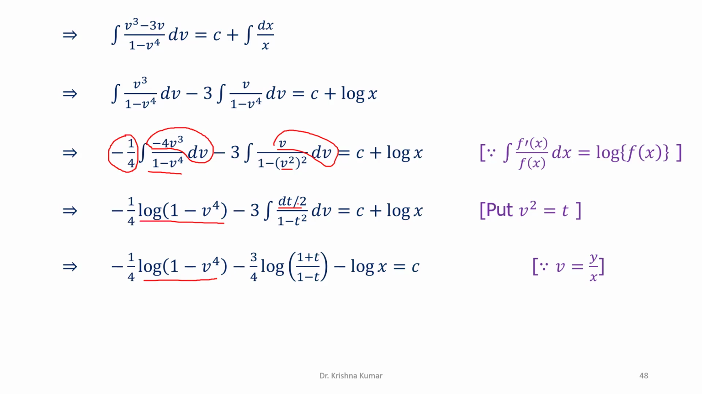The integration of this is 3 by 2, 3 by 2, and now this dv is not over there. The integration of dt upon 1 minus t square is nothing but 1 upon 2a log of (1 plus t) upon (1 minus t), minus, this log x comes to this side, minus log x, which is equal to c. So I think this is clear to everyone.